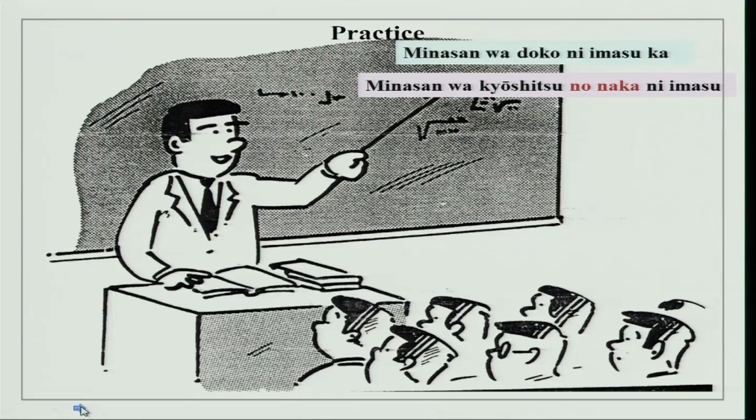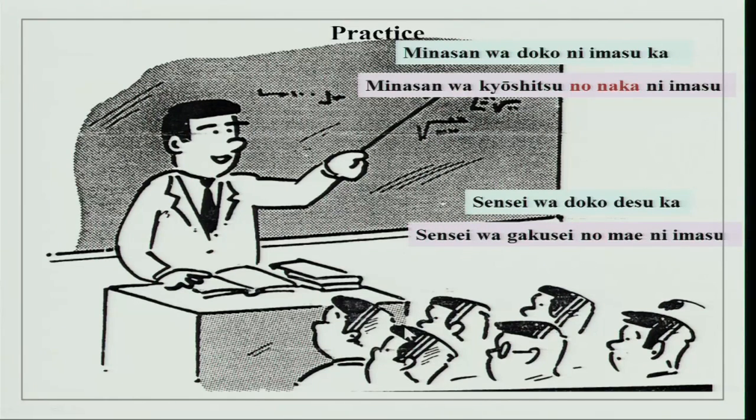Minasan wa kyoshitsu no naka ni imasu. You can also say kyoshitsu ni imasu and remove the naka over there. But just to be more specific, minasan wa kyoshitsu no naka ni imasu. They are inside the classroom. Sensei wa doko desu ka? So, instead of saying doko ni imasu ka, you can ask a direct question. Sensei wa doko desu ka?